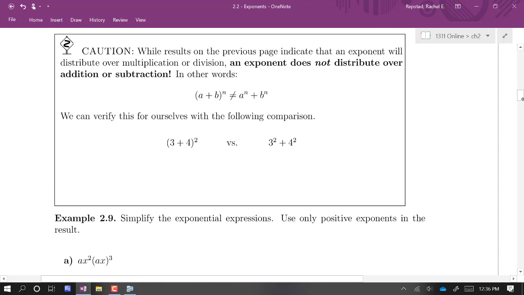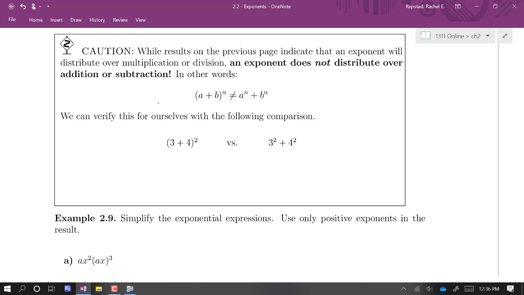We have to be really careful. We learned some properties just on the last page that allow us to simplify things. They're really convenient. Two of them had to do with when we can distribute an exponent. We can distribute an exponent over multiplication and division. We cannot distribute an exponent over addition or subtraction. So if I'm adding or subtracting, I want to slow myself down and make sure I'm not doing anything I'm not allowed to do.